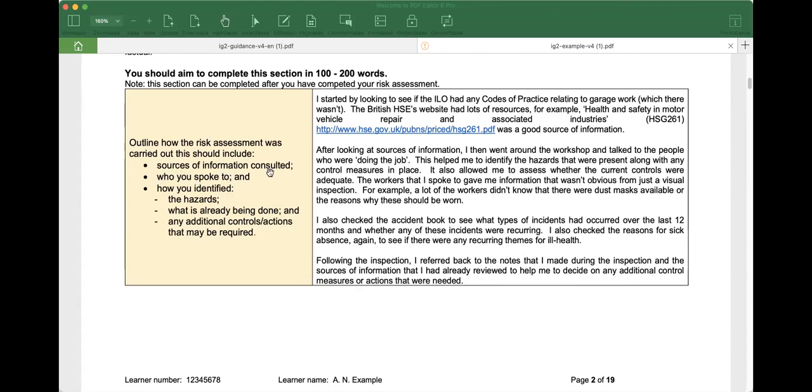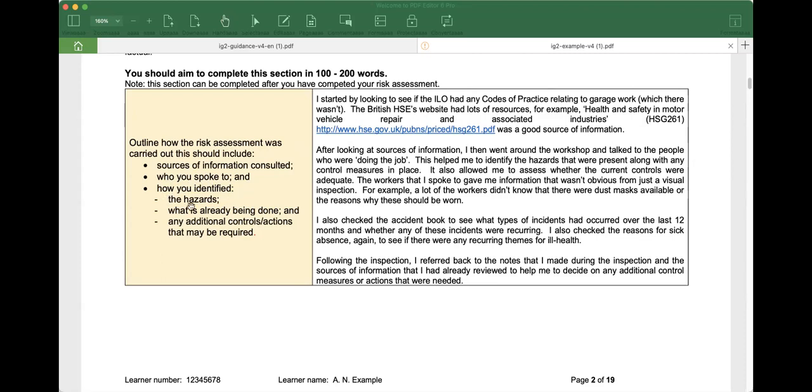Sources of information consulted. ILO and HSE website are the sources of information you should consult in your IG2 risk assessment. Who you spoke to. I then went around the workshop and talked to the people who were doing the job. So the person who was carrying out the risk assessment spoke to the workers who were doing the job.